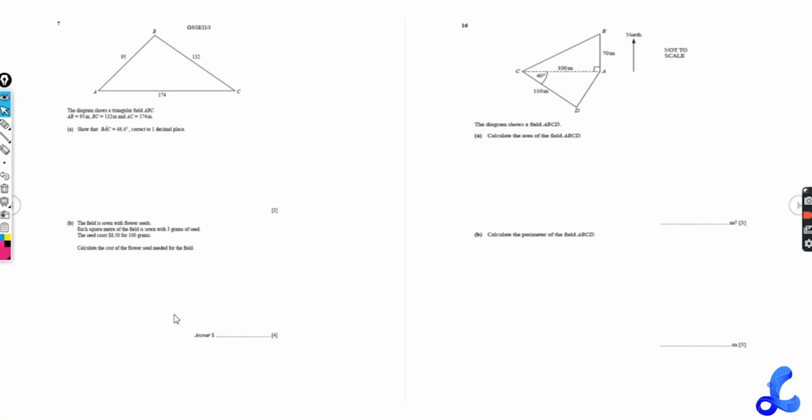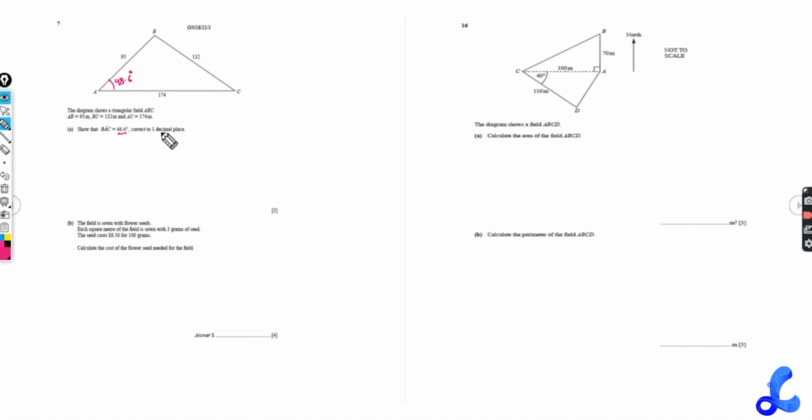Alright, so again, a very good question we have in front of us right now. Let's try solving this. Over here it's telling you that ABC is a triangular field, with AB being 95, AC being 174 and BC being 132 respectively. What you have to do is show that BAC is 48.6 degrees. Let's try calculating this.